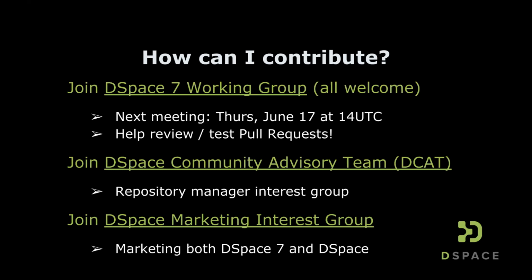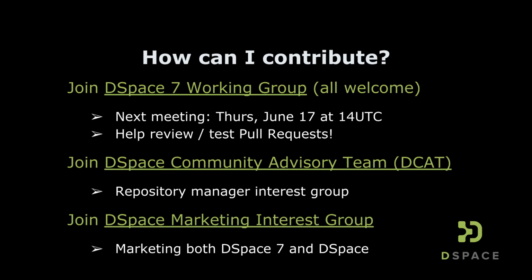So we have the DSpace 7 working group, which is the actual development team meeting. So if you're a development person, want to chip in or help review new pull requests or even create new features or bump up a feature on the priority list, you can join us every Thursday at 14 UTC. The next meeting will be after Open Repositories, not this week, but the week after. But we're there every Thursday unless there's a holiday or anything like that.